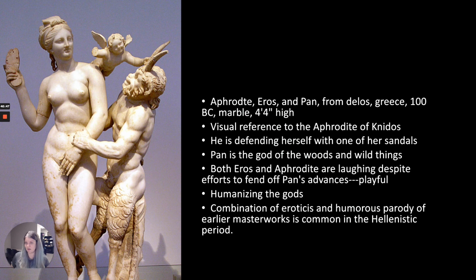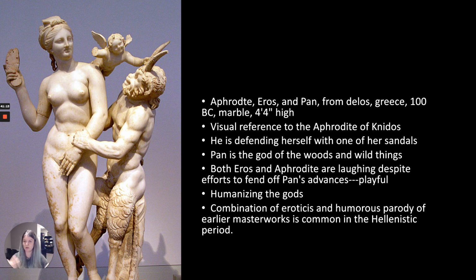So here she is, the naked Aphrodite of Knidos, covering her vaginal area, kind of, you know, but instead of just looking down and being more demure like the original sculpture, she has this lusty Pan after her, and what does she do? She's holding her sandal. She takes off her sandal to hit him with it. So she's going to smack him with her sandal to get his horny goat self off her. So it's kind of funny.